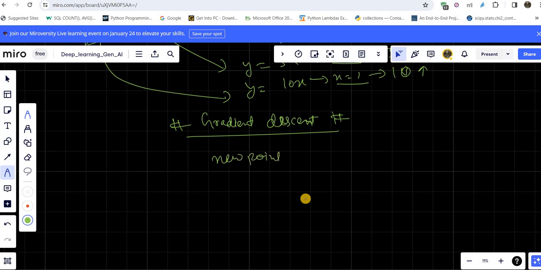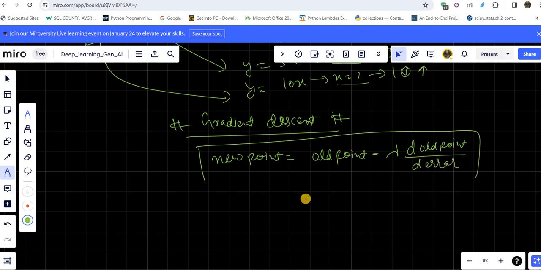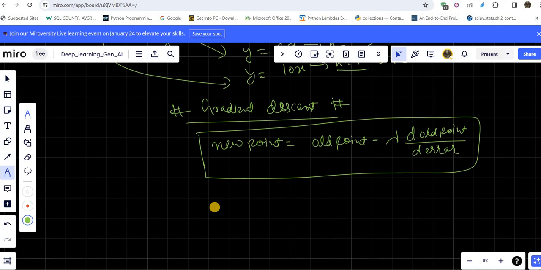The new point equals old point minus eta into the derivative of the error with respect to the old point. I'll try to show this with a good example tomorrow, otherwise with the math it will become too tough for you to understand in the first class. But gradient descent works in this manner. We will see it in the hands-on as well.